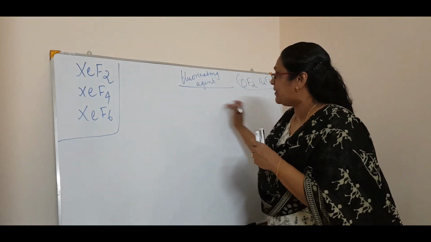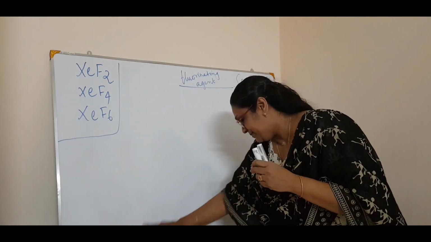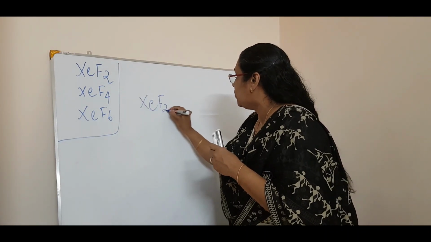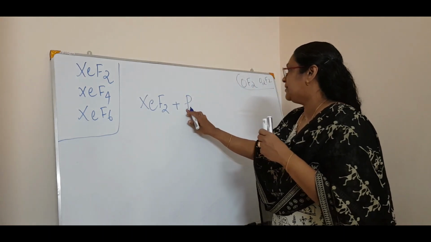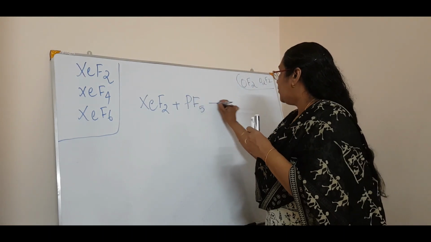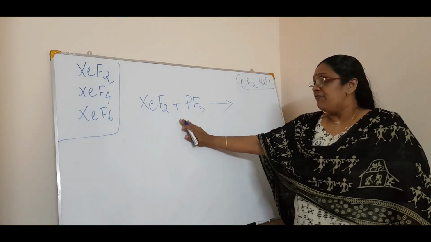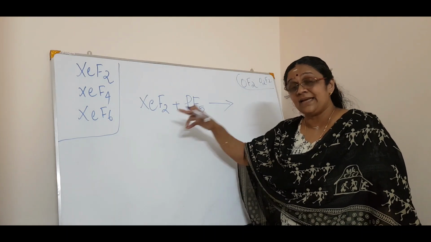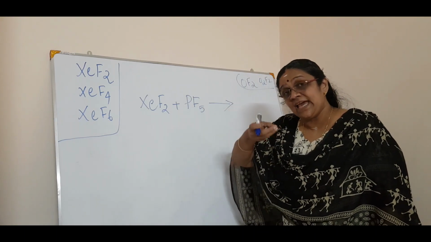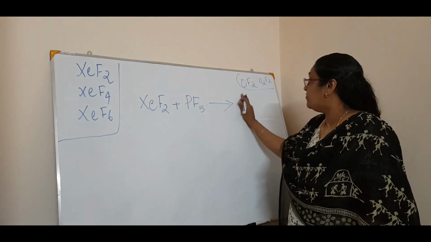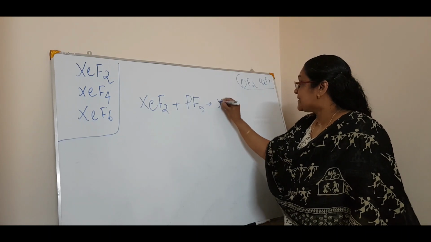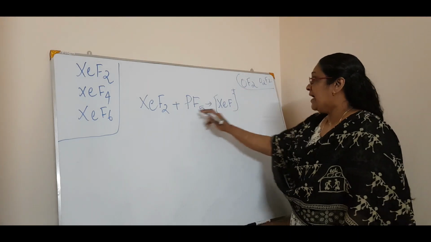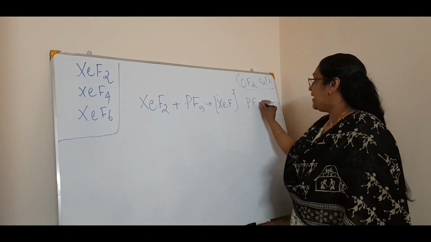See, I will give you an example. If you have XeF2 plus PF5, it's fluorine, right? Listen carefully. When this XeF2 and PF5 react, you know XeF2 can act as a fluorinating agent, which means it can give out fluorine. So what will it form? Listen very carefully, this will form XeF+. Since it is giving, it will have a plus sign and it will give 1 fluorine. So it will become PF6 minus.